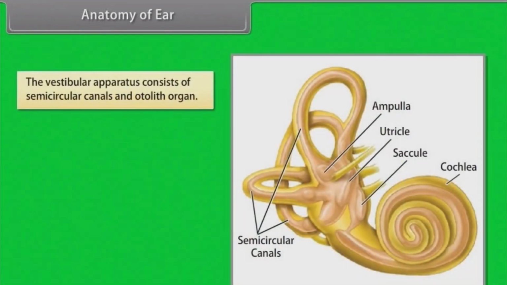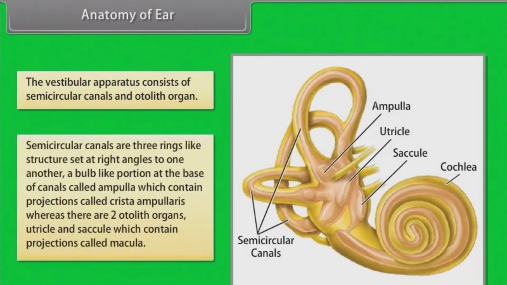The vestibular apparatus consists of semicircular canals and otolith organs. Semicircular canals are three ring-like structures set at right angles to one another, with a bulb-like portion at the base of the canals called the ampulla, which contains projections called crista ampullaris, whereas there are two otolith organs, the utricle and saccule, which contain projections called macula.